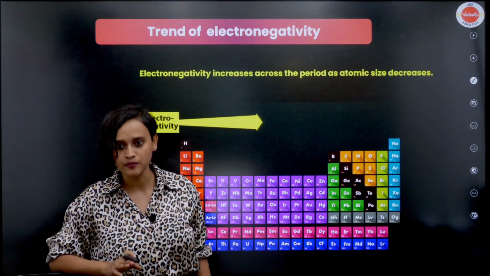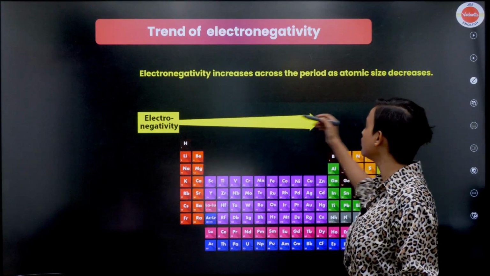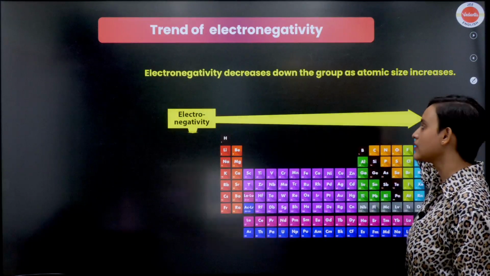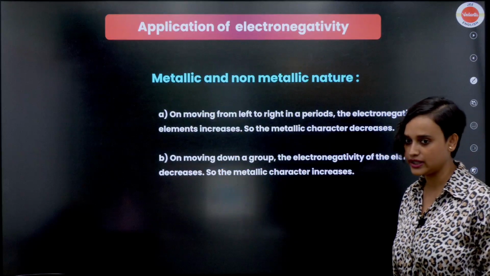Got it? Easy peasy. Now what is the trend of electronegativity? It increases when you go from left to right. When you come top to bottom, it decreases.